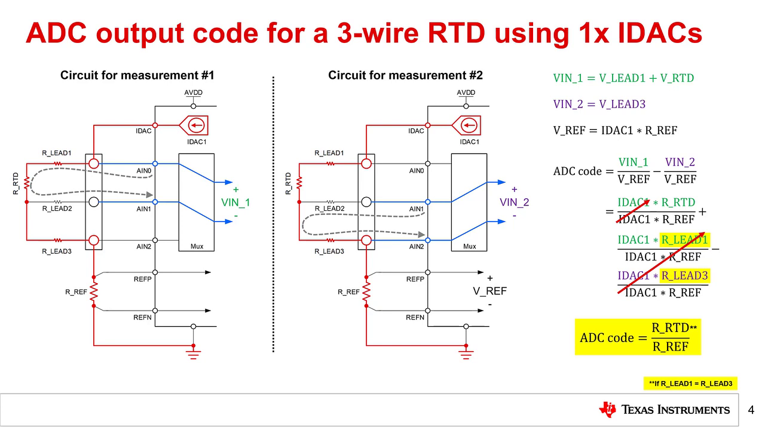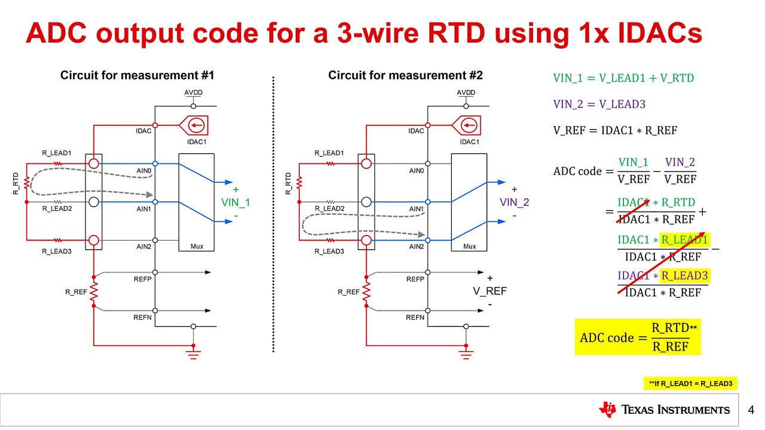The R lead 1 and R lead 3 terms cancel out such that the final ADC code equation for a 3-wire RTD using 1 IDAC is R RTD divided by Rref. This outcome assumes that R lead 1 equals R lead 3, which is a fair assumption due to the way that RTDs are constructed. Slight variances can occur, but generally not to the level that would cause a noticeable error in the ADC output. A subsequent Precision Lab series on error sources briefly introduces the concept of lead resistance mismatch. However, unless otherwise noted, we will assume all lead resistances are equal throughout the rest of this series.